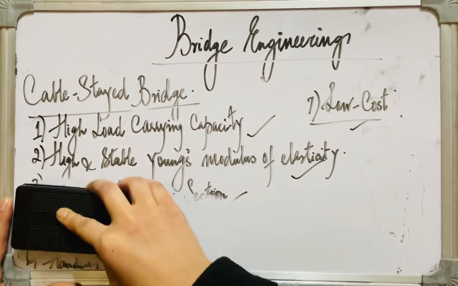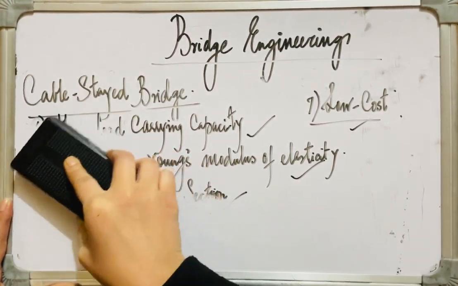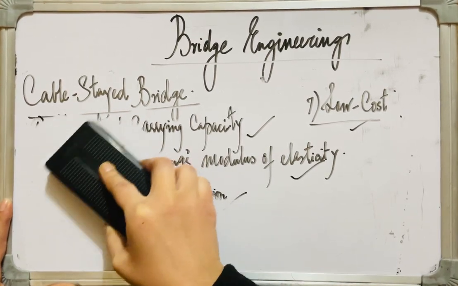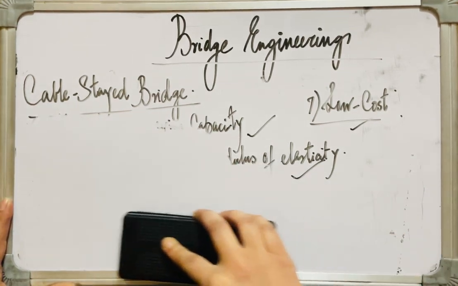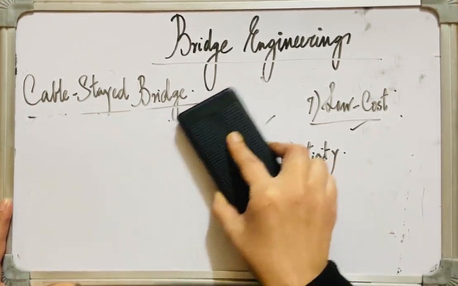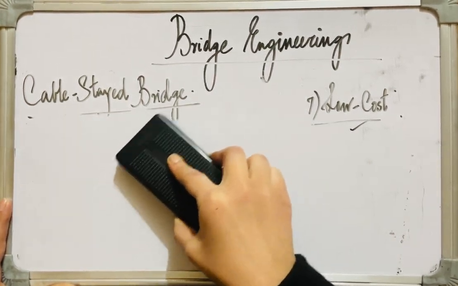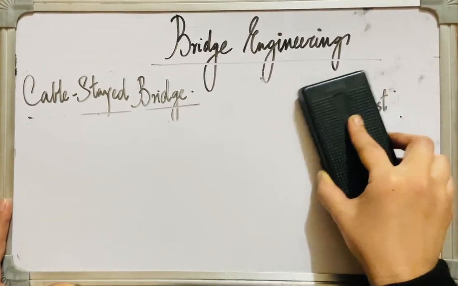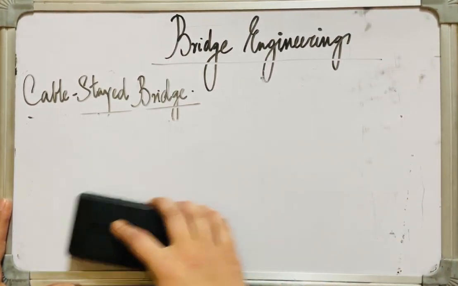In recent times we have replaced steel by structural concrete or a combination of structural concrete and steel, but in earlier times we used to construct these cable stayed bridges, all of the three components, deck, tower and the cables, by steel. All right.